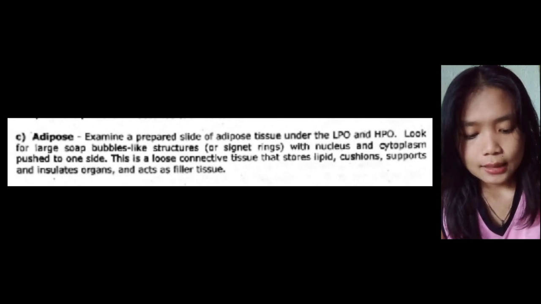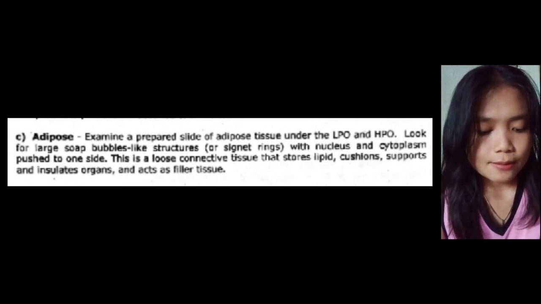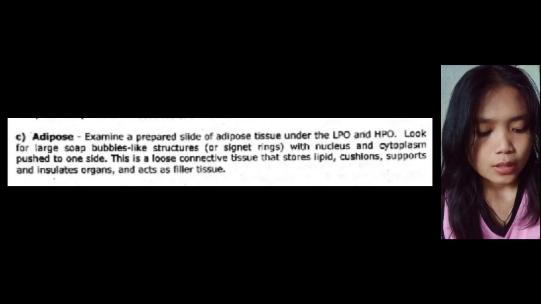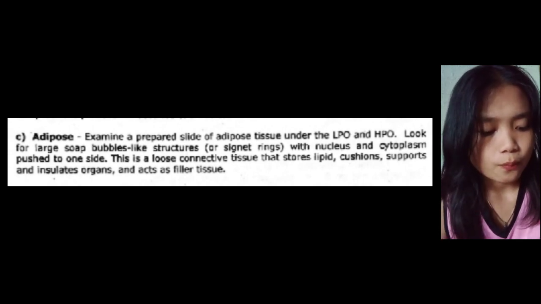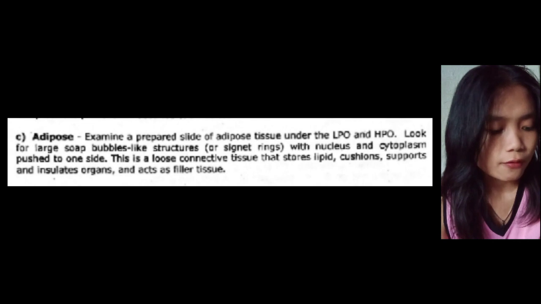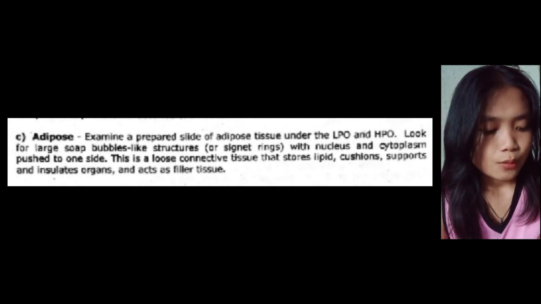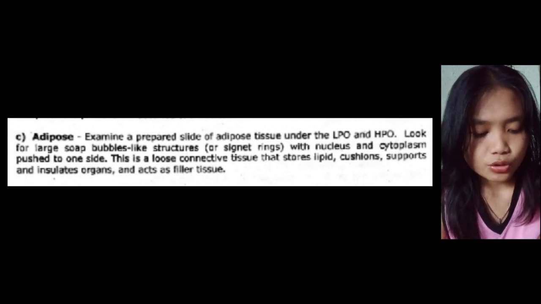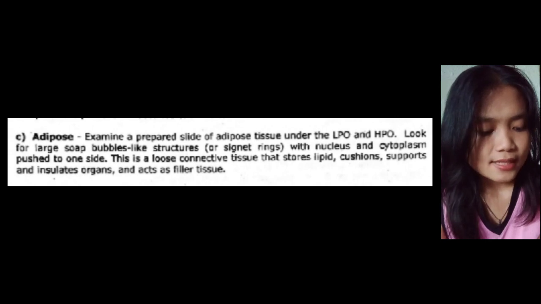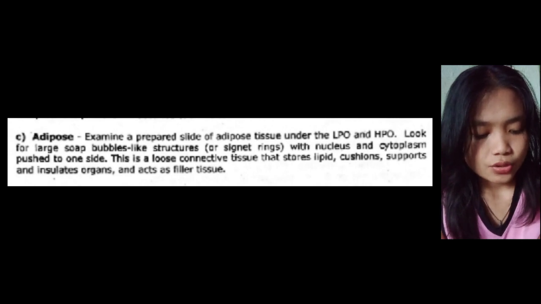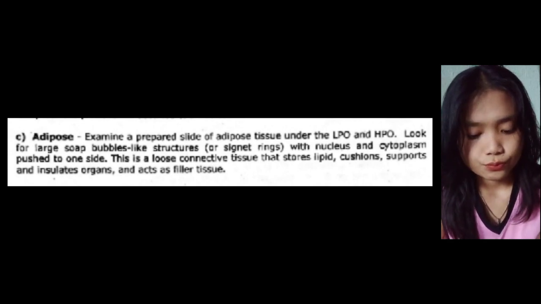Letter C, adipose. Examine a prepared slide of adipose tissue under the LPO and HPO. Look for large soft bubble-like structures or signet rings, with nucleus and cytoplasm pushed to one side. This is a loose connective tissue that stores lipid, cushions, supports and insulates organs, and acts as filler tissue.